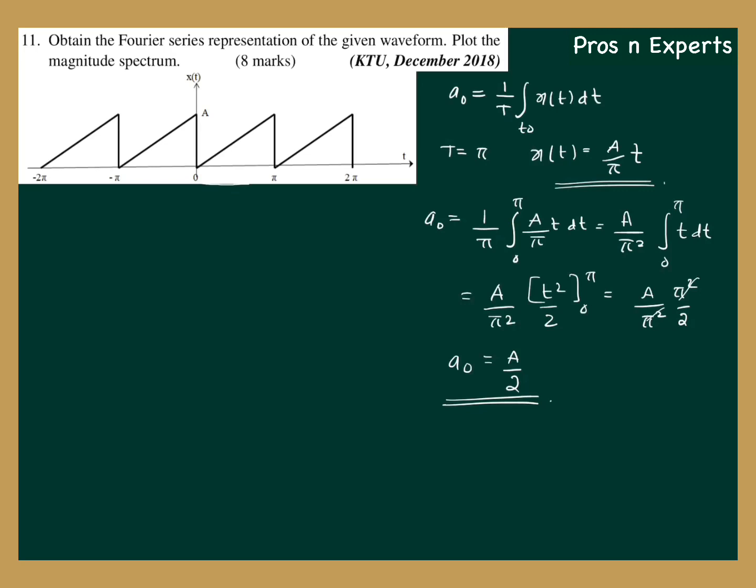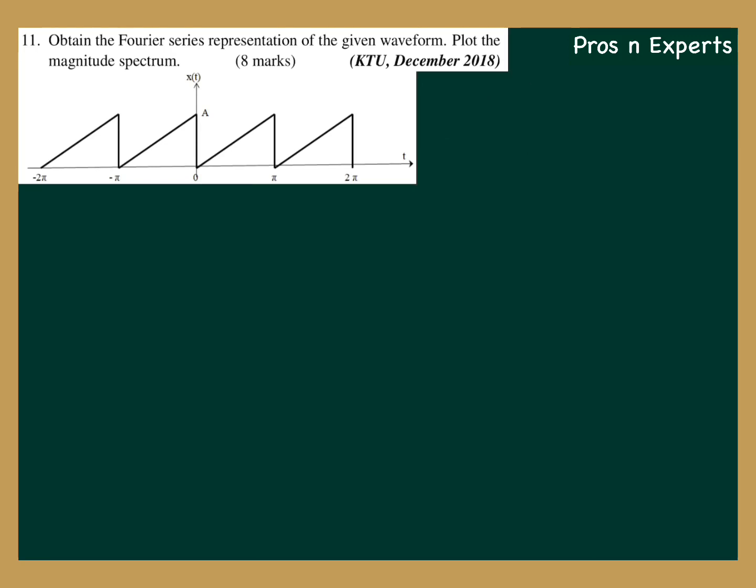I'm keeping a0 as such. A0 is equal to A by 2. I'm preserving this equation. This is needed. Okay, now everything will be very simple. So now we are going into the simple steps to solve this problem.